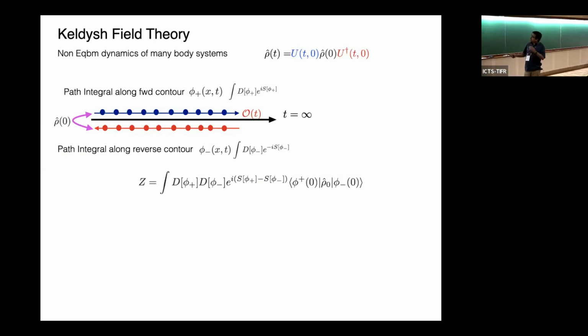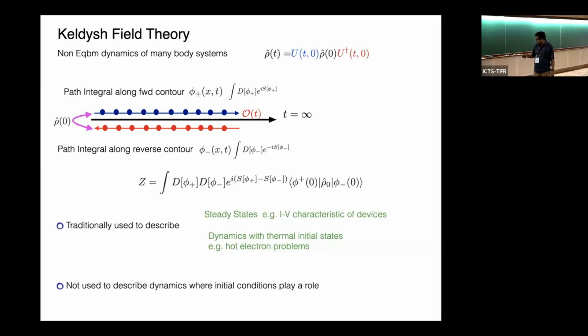Our choice of technique is a Keldysh field theory, or a non-equilibrium field theory. You can take the time evolution of a density matrix and convert it into a path integral with two different contours, one for the forward and one for the reverse. And so you have doubled fields at each space-time point, phi plus and phi minus. I'll not go into the details.